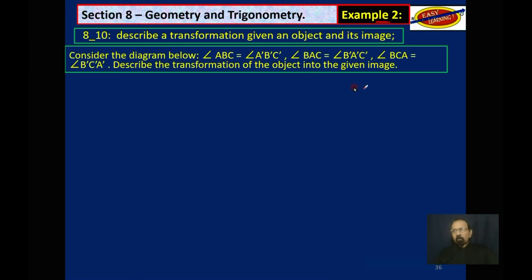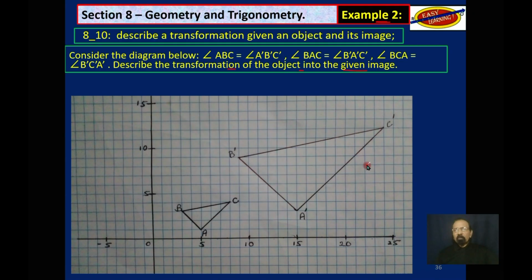Consider the diagram below. Describe the transformation of the object into the image. Okay, this is the diagram. By now you could just look at it and see that this one is larger than that one, so you can maybe comfortably say, I think we have enlargement. But let us make sure that these two triangles are similar.